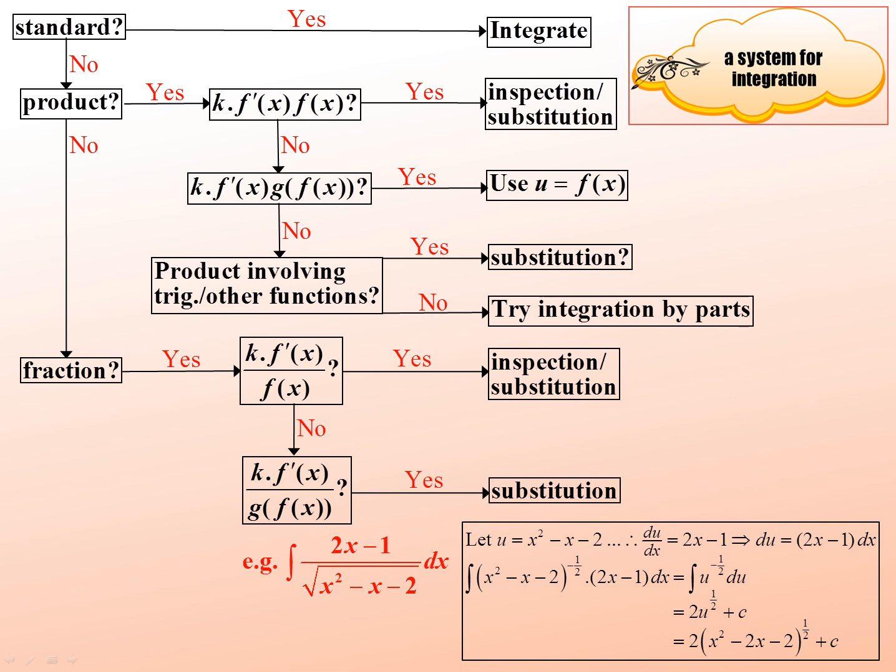Well, that's useful. 2x minus 1 dx, so I have it aside. And I have that to the minus half. Since u is equal to that, I'll end up with u to the minus half. And I can just integrate it as I would any polynomial. Add 1 on and divide by the result. And I get the 2 there by dividing by half. Then we substitute back.